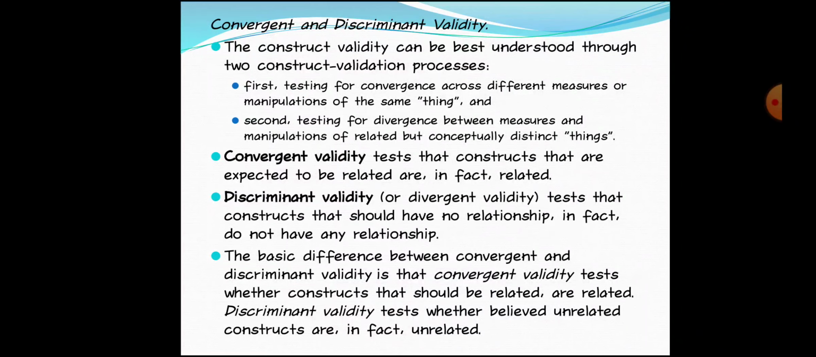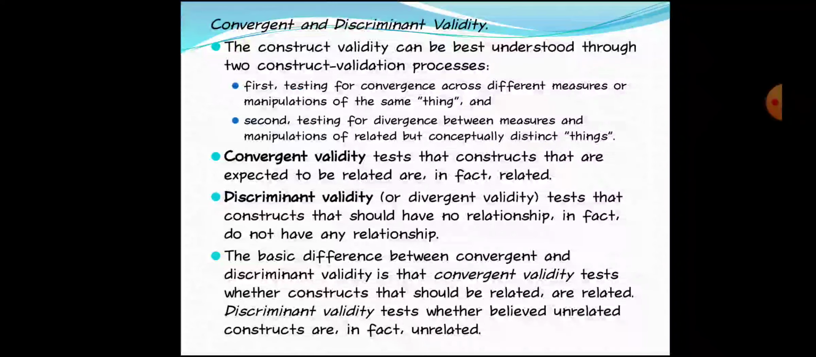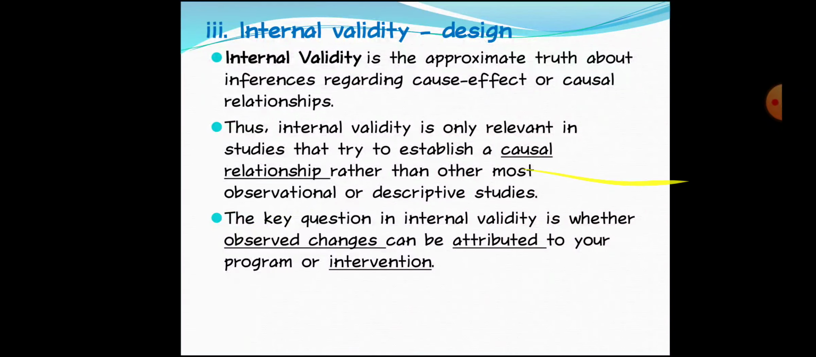Convergent validity tests that constructs that are expected to be related are in fact related. Discriminant validity or divergent validity tests that constructs that should have no relationship in fact do not have any relationship. The basic difference between convergent and discriminant validity is that convergent validity tests whether constructs that should be related are related. Discriminant validity tests whether believed unrelated constructs are in fact unrelated.